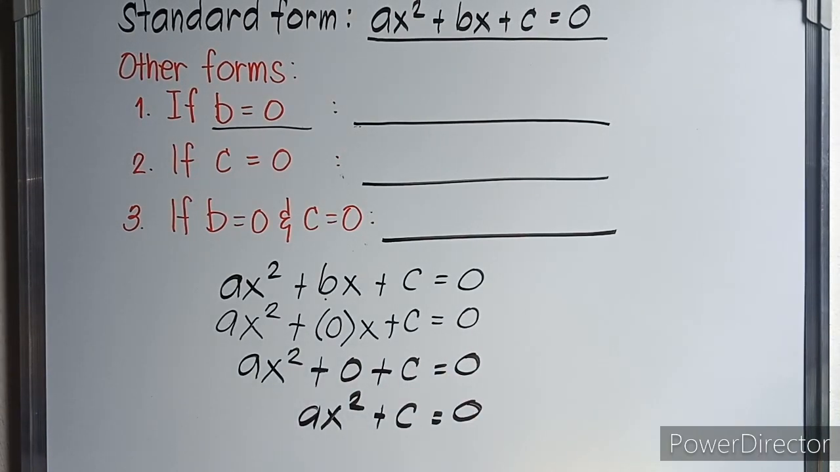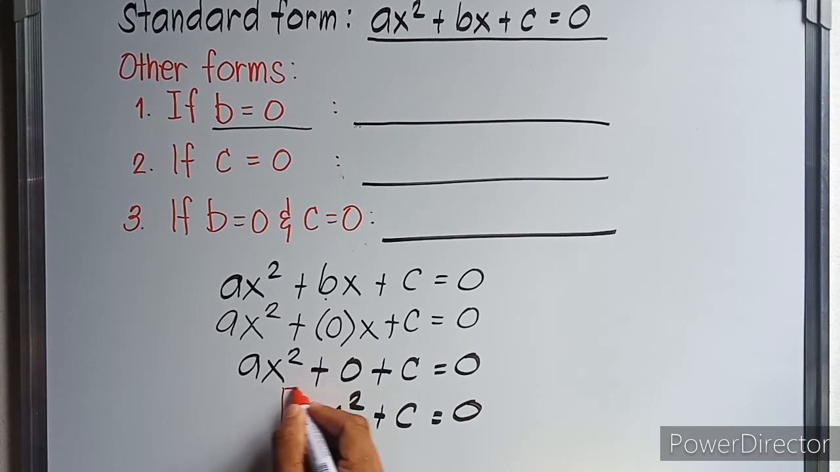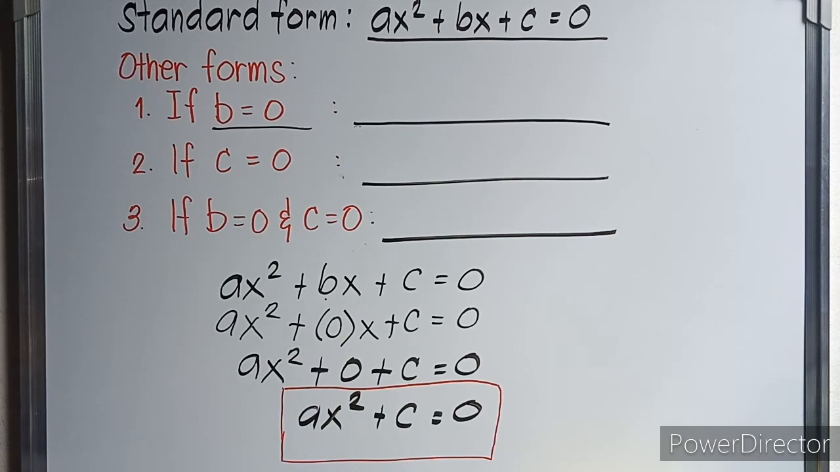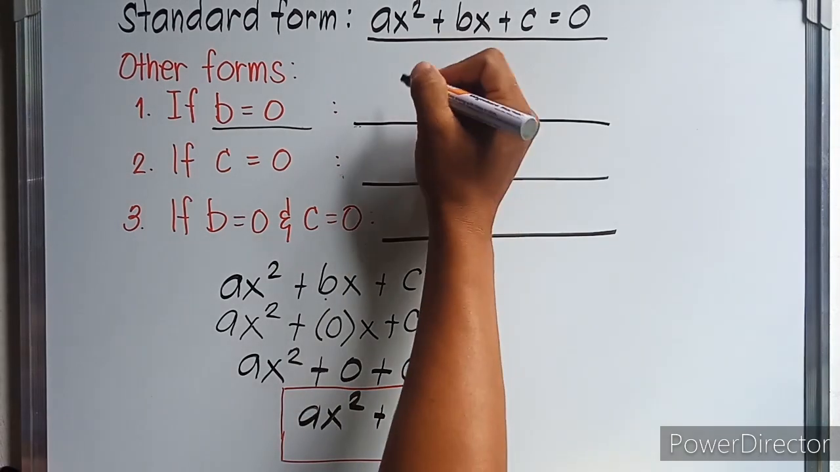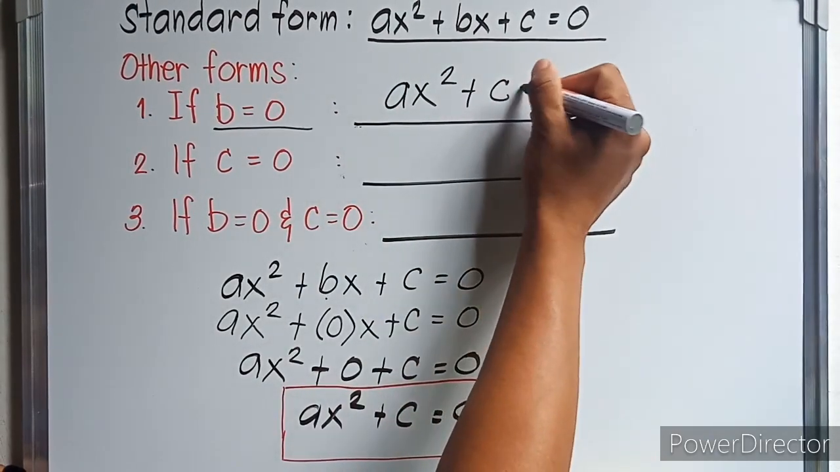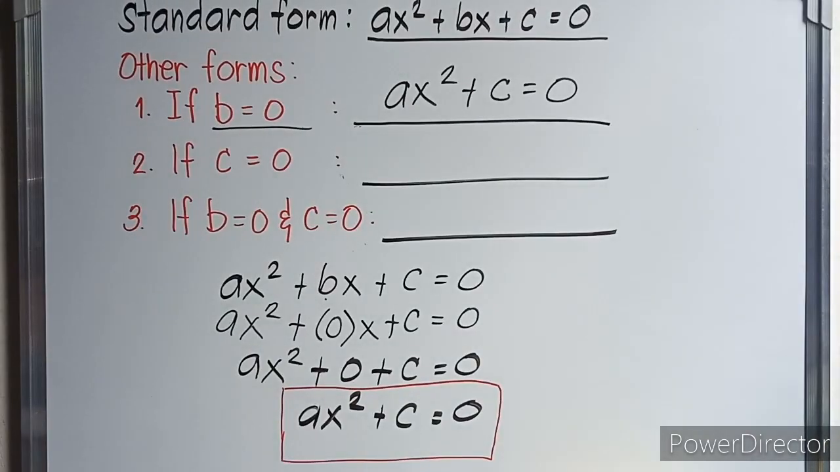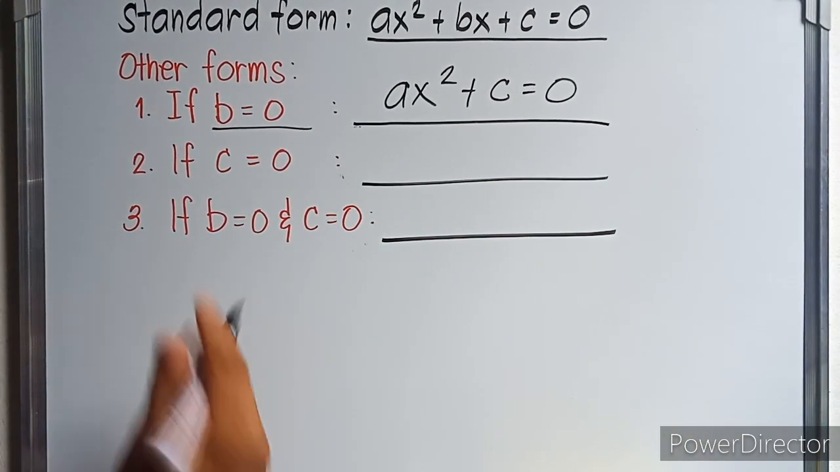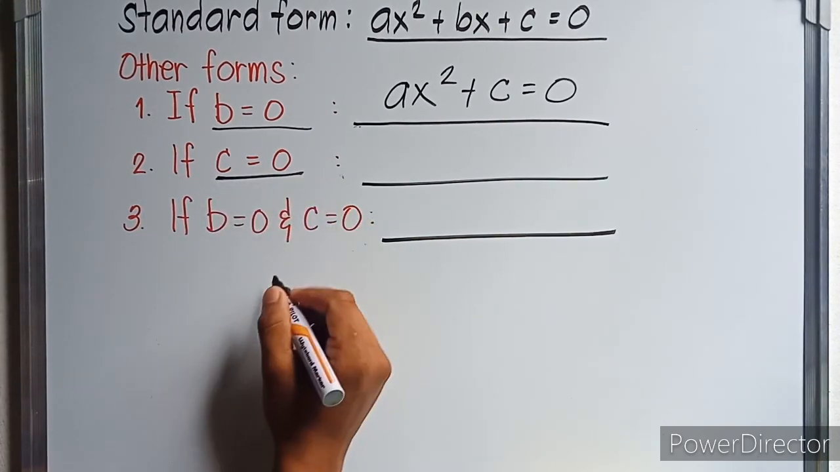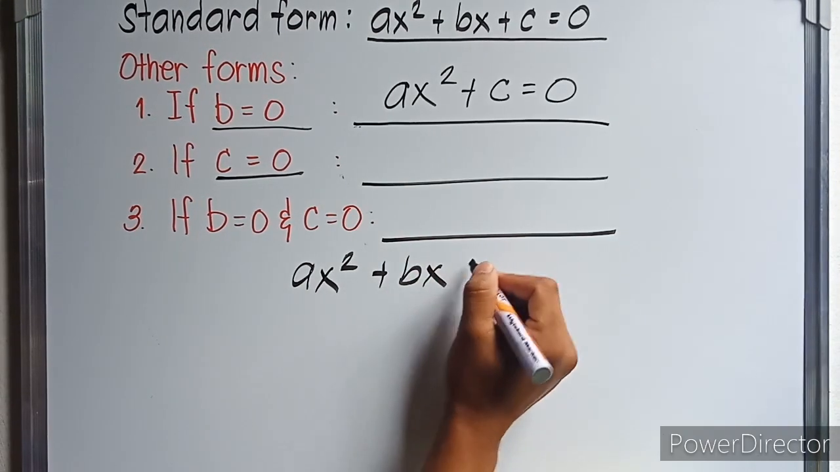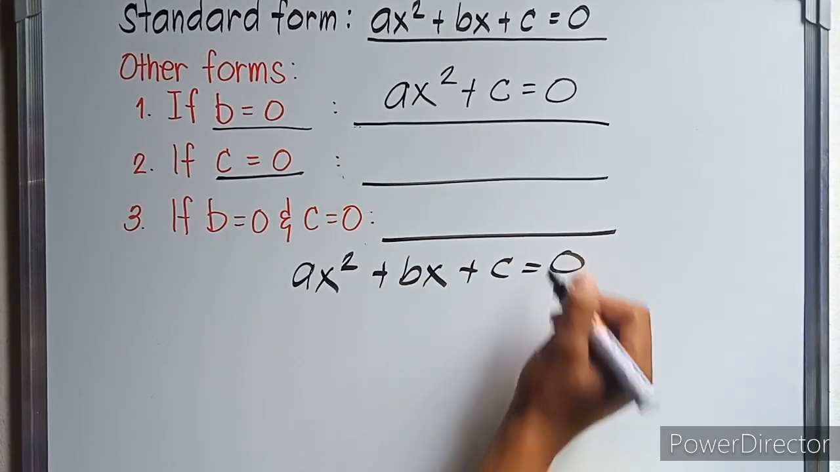So the resulting equation will be our second form. This will happen if our b is equal to 0. So we will have ax squared plus c is equal to 0. How about if c is equal to 0 for number 2? So if c is equal to 0, we will have ax squared plus bx plus c is equal to 0.